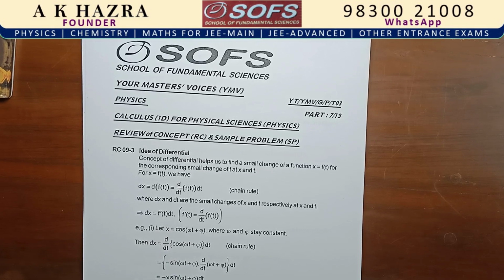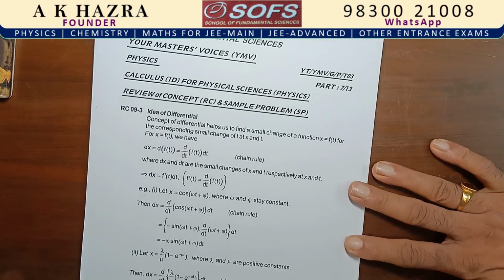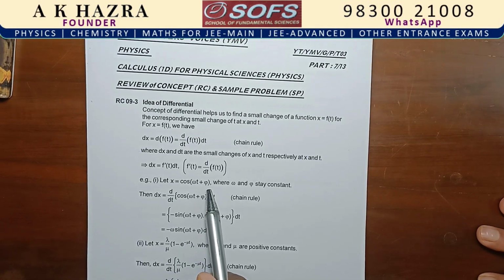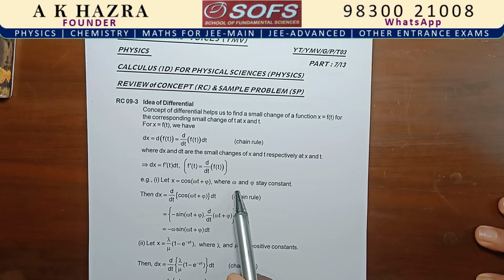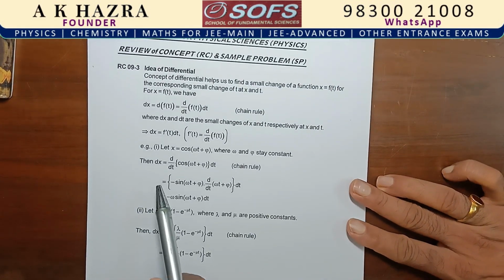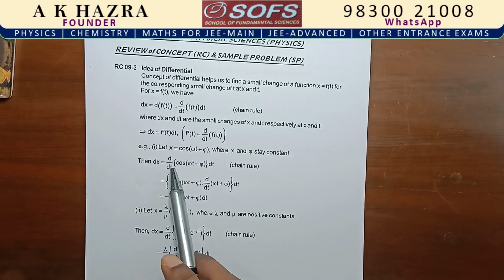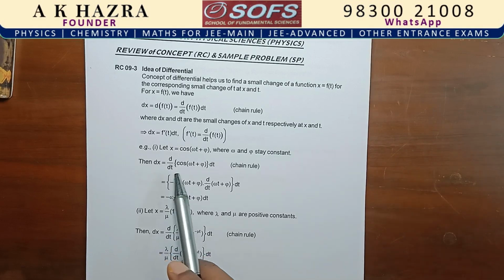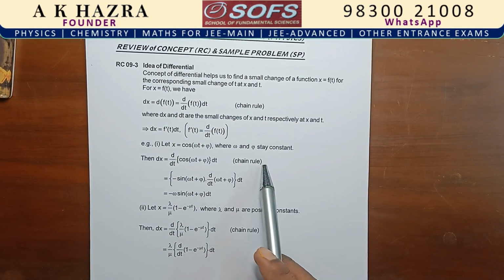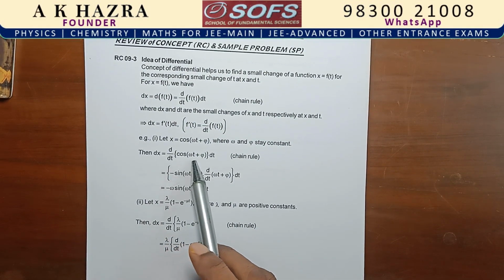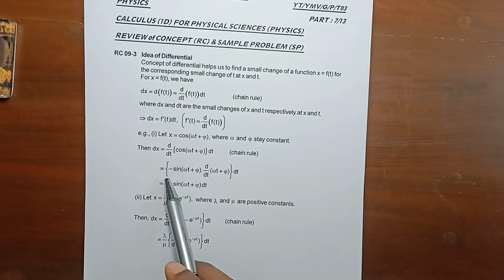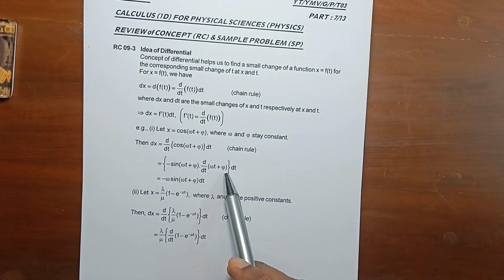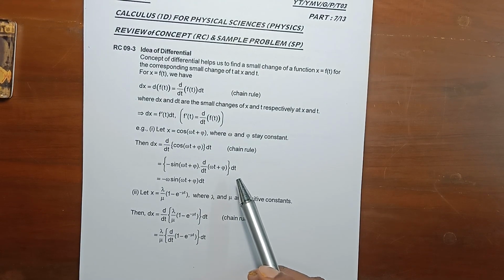You see some examples, then you can realize. For example number 1, let x equals cos(omega t plus phi), where omega and phi are constants. Then what is dx? dx equals d of cos(omega t plus phi), but that is not possible directly. So d/dt of cos(omega t plus phi) into dt, chain rule. Now d/dt of cos(omega t plus phi) equals what? Standard result, minus sin(omega t plus phi), chain rule again, d/dt of (omega t plus phi) dt, which we have done in differentiation.